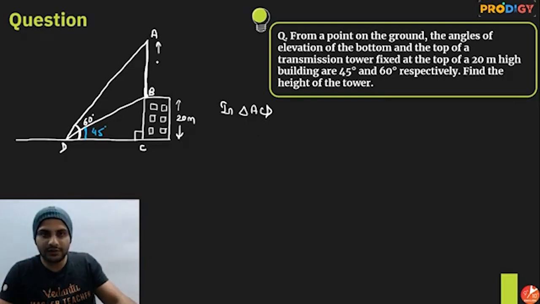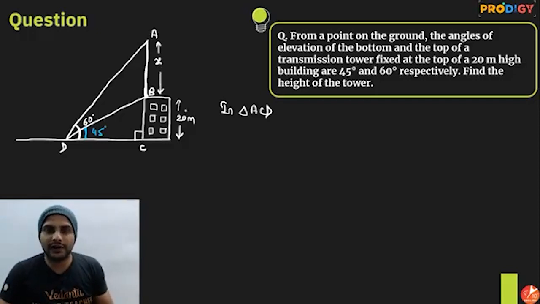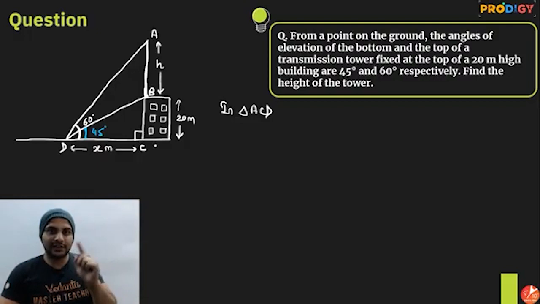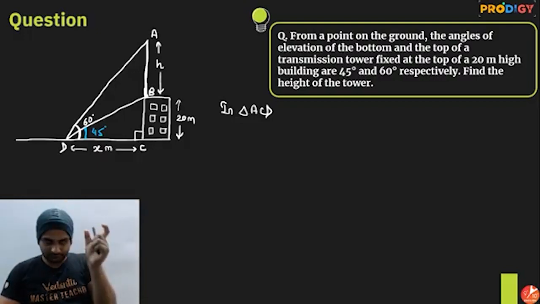Let's say the height we want, AB, is equal to h. We want to find out AB. Now if I include the hypotenuse, AD in one triangle, BD will be the hypotenuse in the other triangle, so nothing is common in that. But the base is common for both triangle BCD as well as triangle ACD. The base is common, CD.